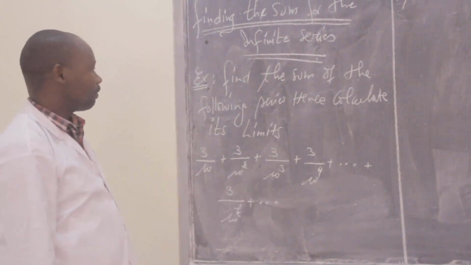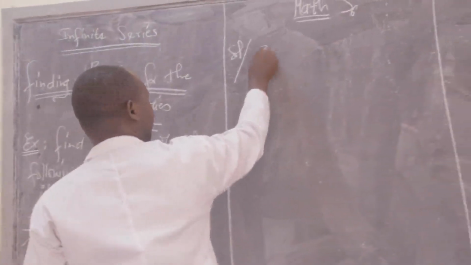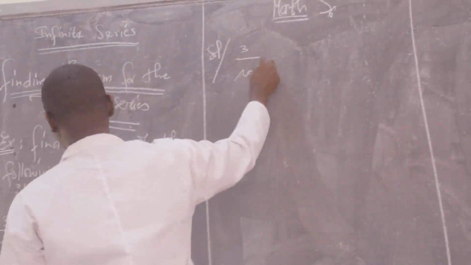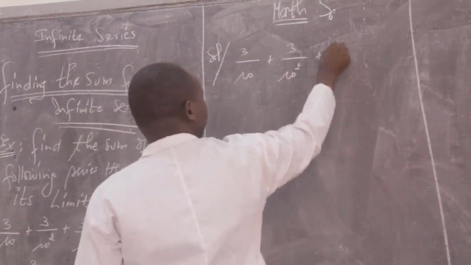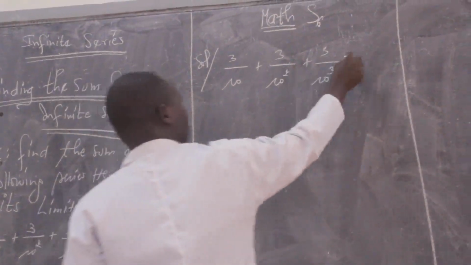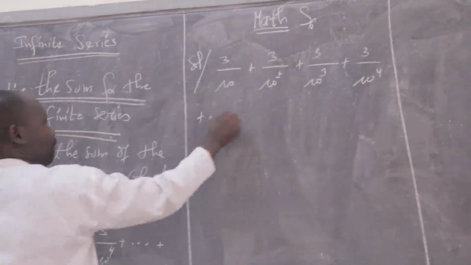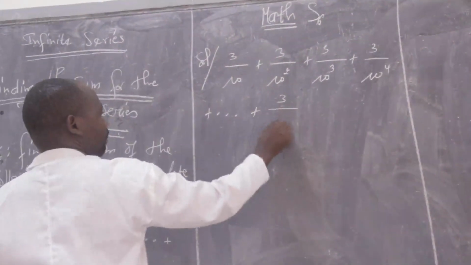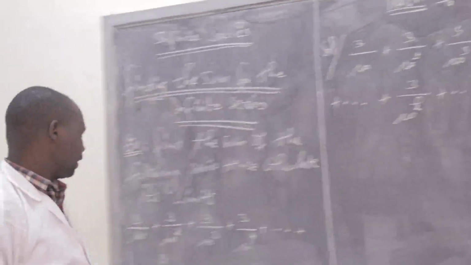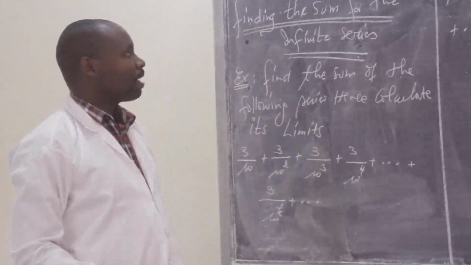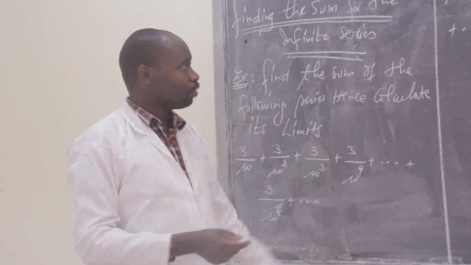So finding the sum of the following series, we have to write the first equation. The series is 3 over 10 plus 3 over 10 squared plus 3 over 10 cubed plus 3 over 10 to the power k. To find the sum, we have to verify if this series is arithmetic or geometric.